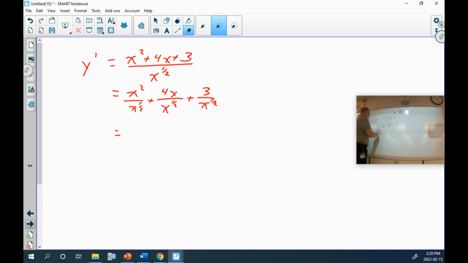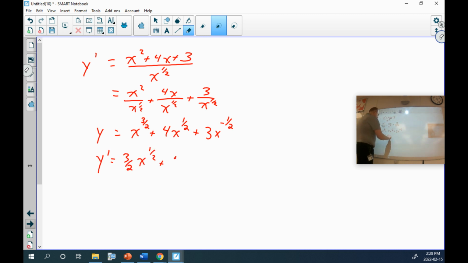So we have y is equal to x to the power of 3/2 plus 4 times x to the power of 1/2 plus 3 times x to the power of -1/2. Now we've turned it into something that we could apply the power rule and the sum rule on. y prime is equal to 3/2 x to the half plus 2 x to the -1/2 minus 3 halves times x to the negative 3 halves.